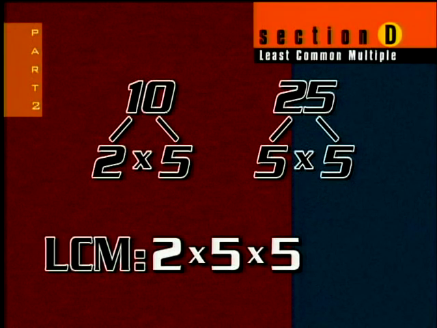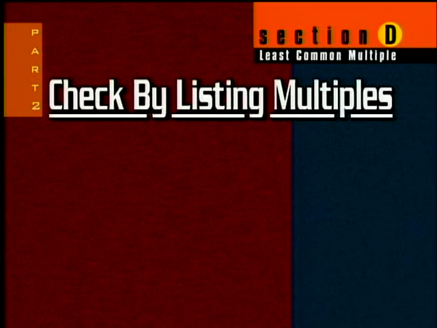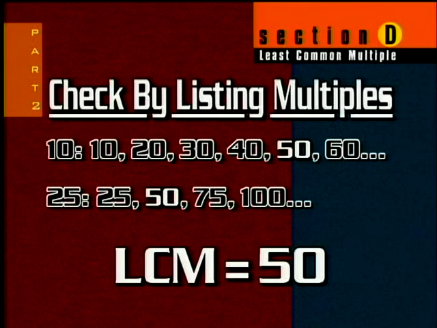If we multiply the LCM out, we get 2 times 25, which equals 50. And remember, we can check the LCM by listing the multiples out this way. And here we see that 50 checks out as the LCM. Ta-da! So that's how we find the LCM. We do the prime factorization of our numbers, then represent all prime numbers with their highest exponents.